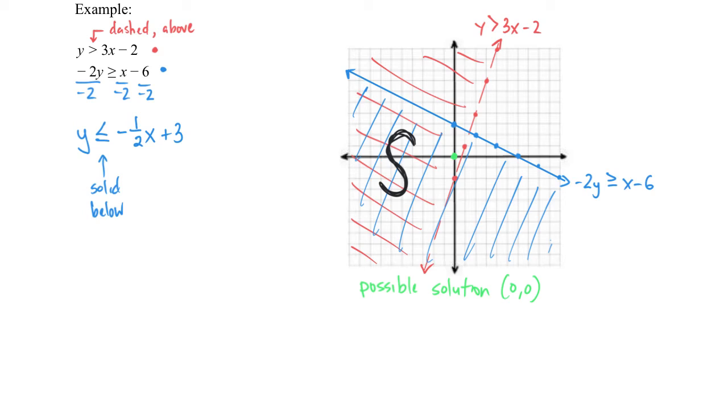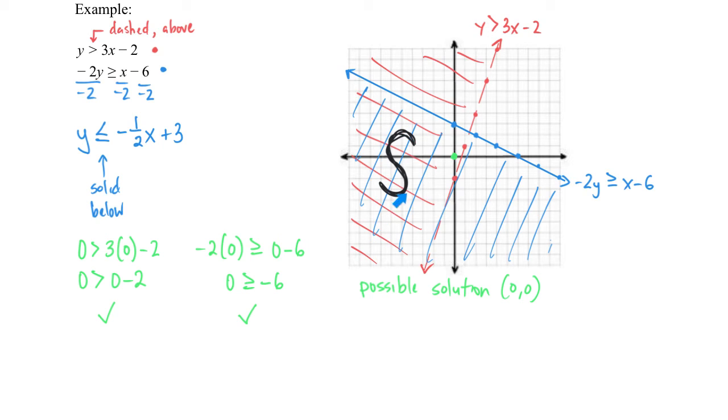Let's make sure it works with both inequalities. So here's the first inequality. I plug in 0 for y. I plug in 0 for x. 0 is greater than 0 minus 2. That's a check. 0 is greater than negative 2. How about the other one? Negative 2 times 0 greater than or equal to 0 minus 6. So this is going to be 0, and on this side we have negative 6. Also a check. 0 is greater than or equal to negative 6. So you can see that this point, 0, 0, makes both inequalities true.